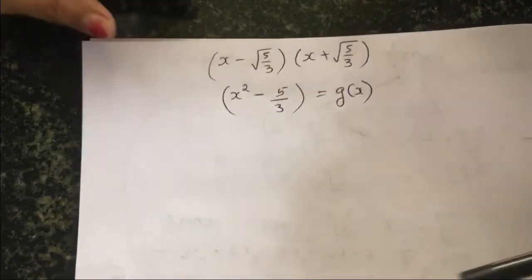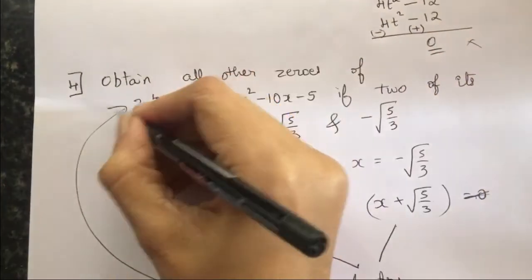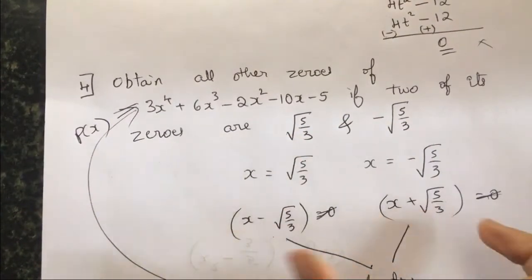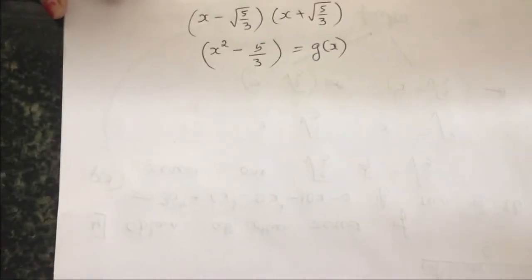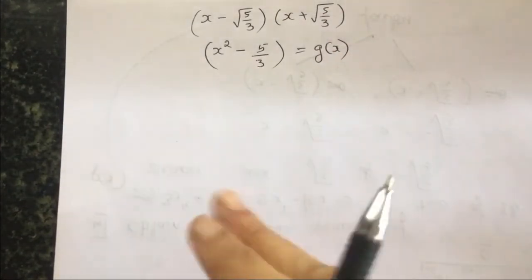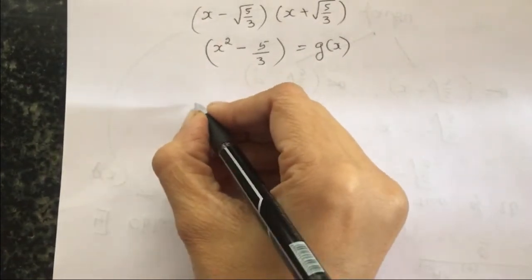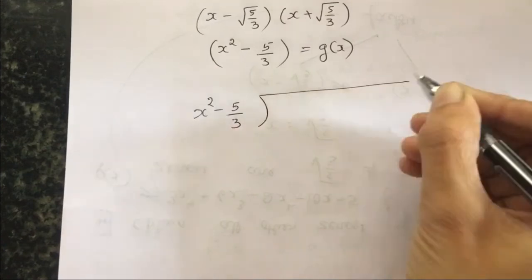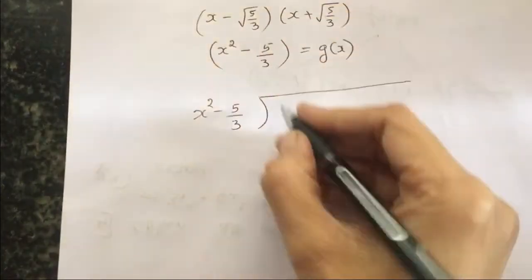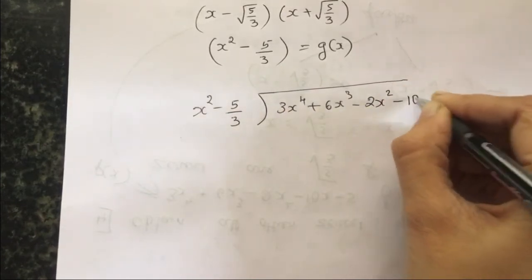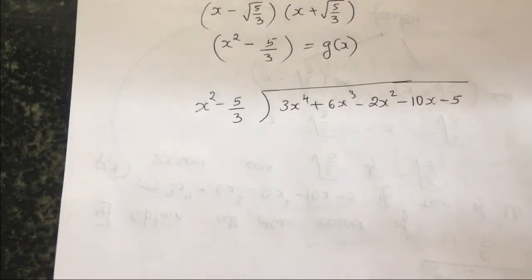Okay, the 4th degree polynomial which they have given is p of x. Let me take this as p of x. From these two zeros I got the factors, I'm multiplying and I'm getting another polynomial, that is g of x. Now I have to divide p of x by g of x, so that I'll get 2 more zeros. Okay, so this is my g of x, x square minus 5 by 3, and that polynomial is 3x power 4 plus 6x cube minus 2x square minus 10x minus 5. Now I have to divide this.